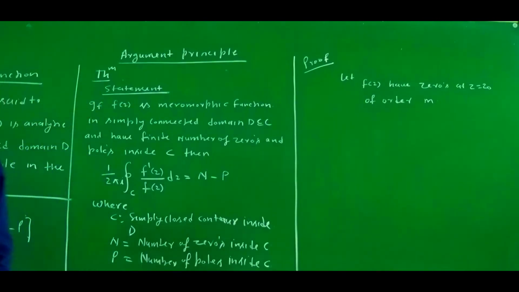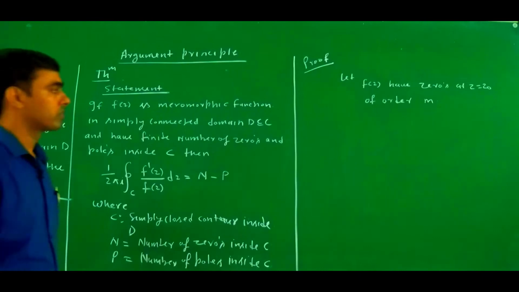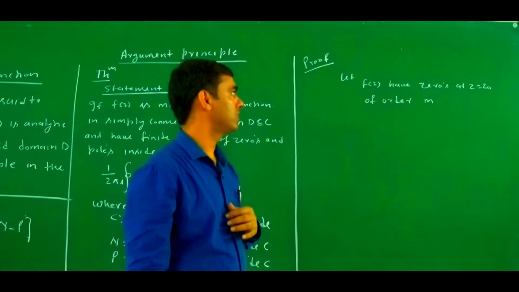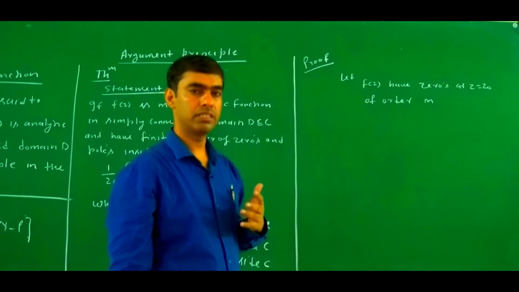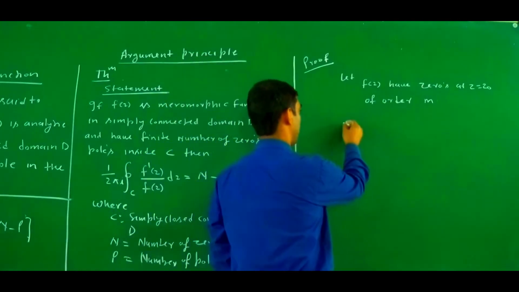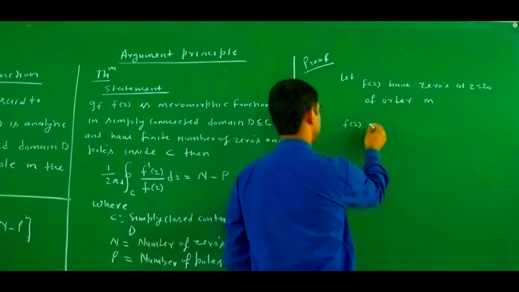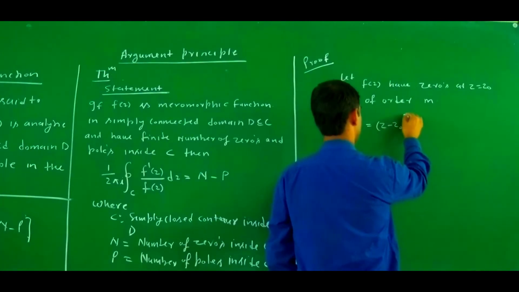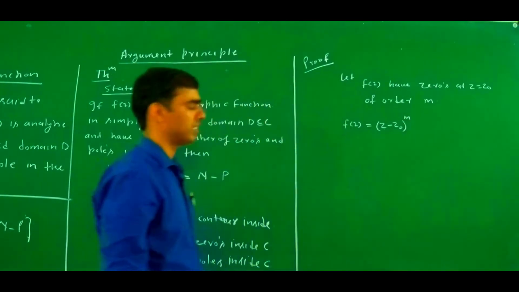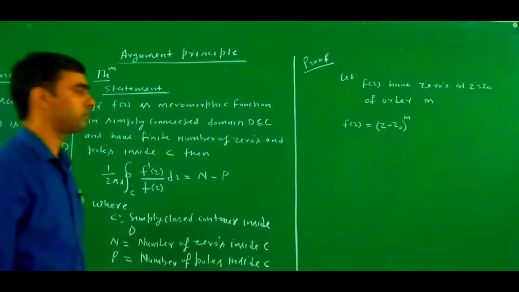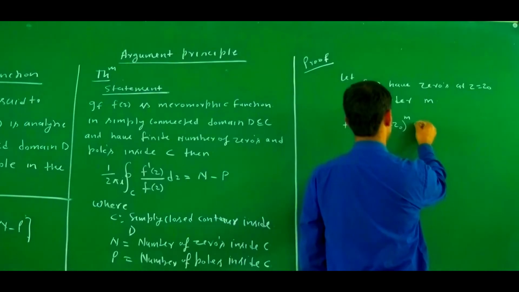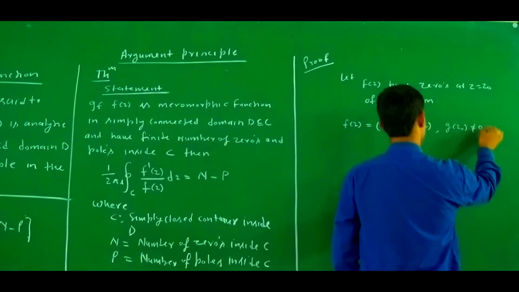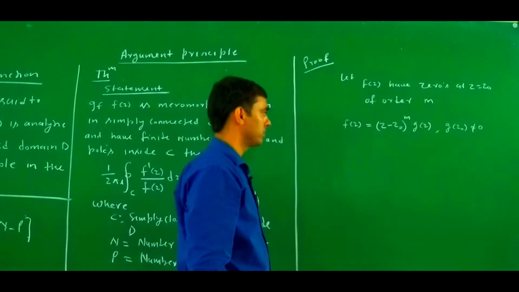what will happen here? If f(z) has a zero at z equals z0 of order m, meaning at any point there is a zero of order m, then f(z) can be written as (z minus z0) to the power m times g(z), provided g(z0) does not equal 0.